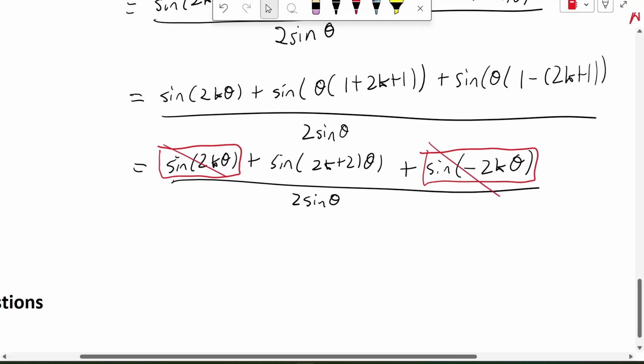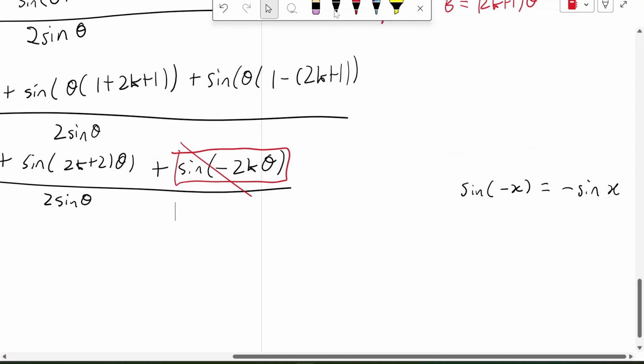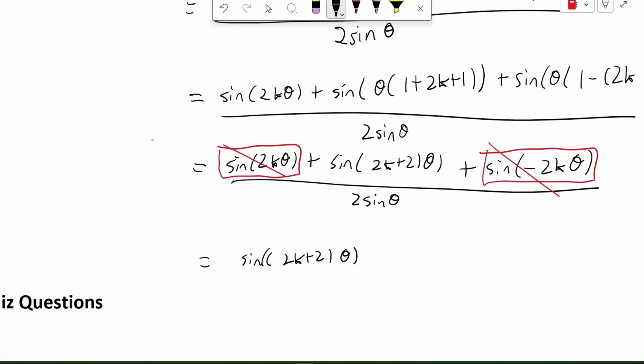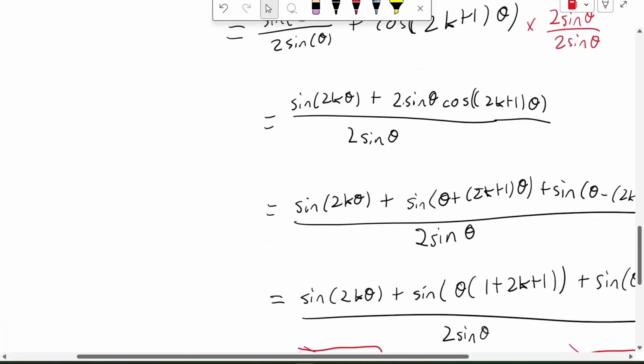So I might just say they cancel out, and then we just go in the little curly brackets over here to explain what we're doing, as sine of minus x is minus sine of x. So what are we left with? Well, we're left with sine of 2k plus 2 theta all over 2 sine of theta, which is exactly what I want to show said. Great news.